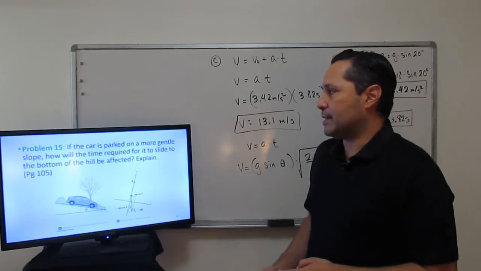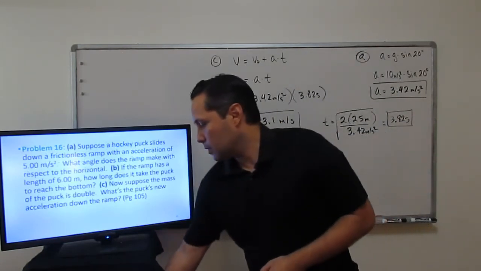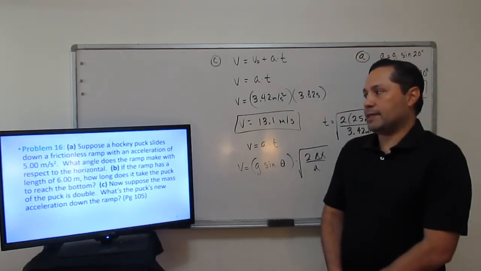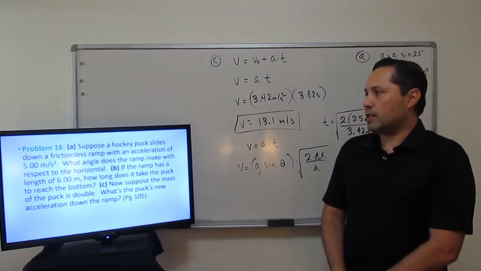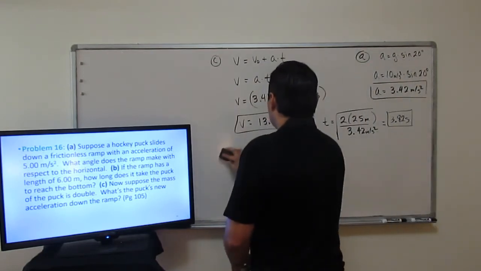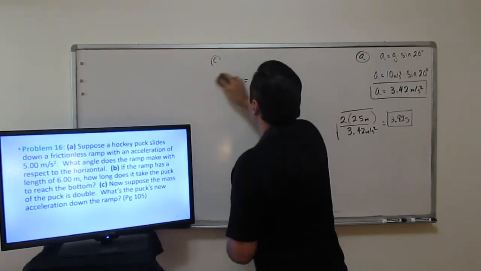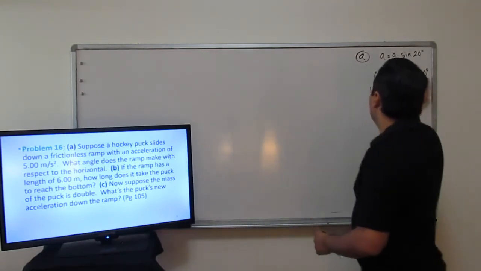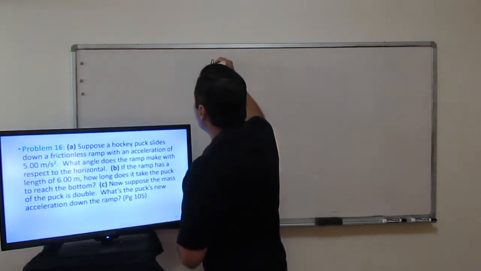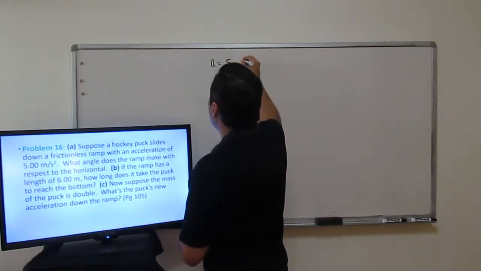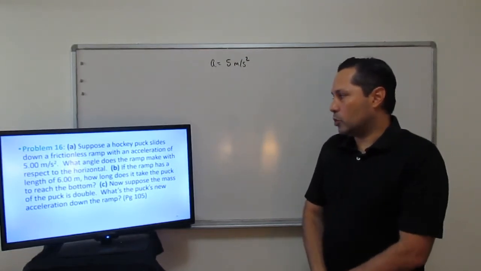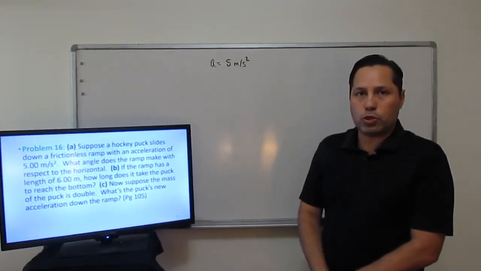Now, problem 16. In this problem, they ask us the following question. Suppose a hockey puck slides down a frictionless ramp with an acceleration of 5 meters per second squared. So that's what's given to us. We have a hockey puck going down a ramp. We have an acceleration for it, 5 meters per second squared, so I'm going to write that down. Alright, what angle does the ramp make with respect to the horizontal?